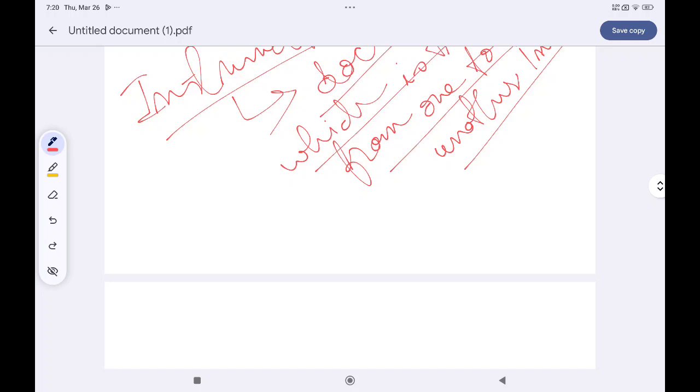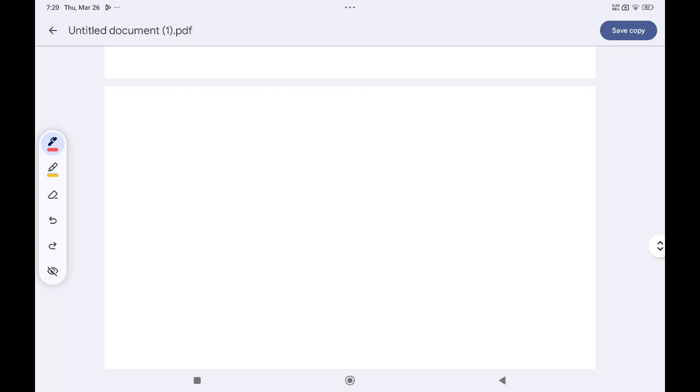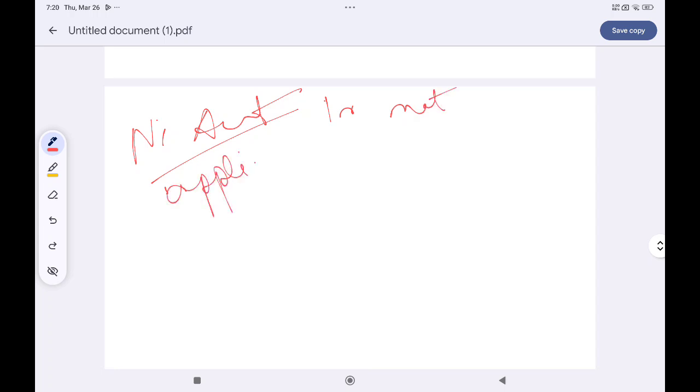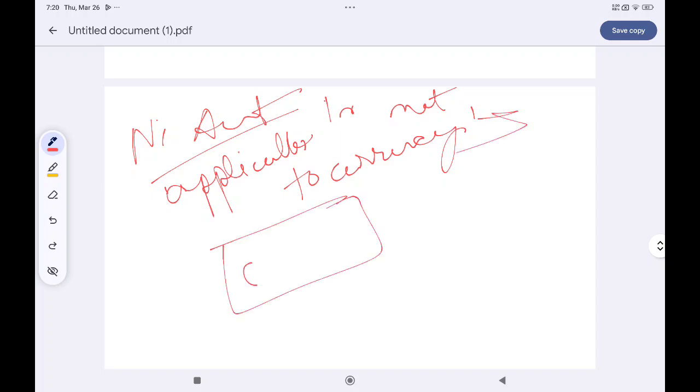Anyway, now let's come back to the topic, what currency means. Before going to that topic, we have to understand that this NI Act is not applicable to currency. What is currency? Currency means the notes where Mahatma Gandhi is there.